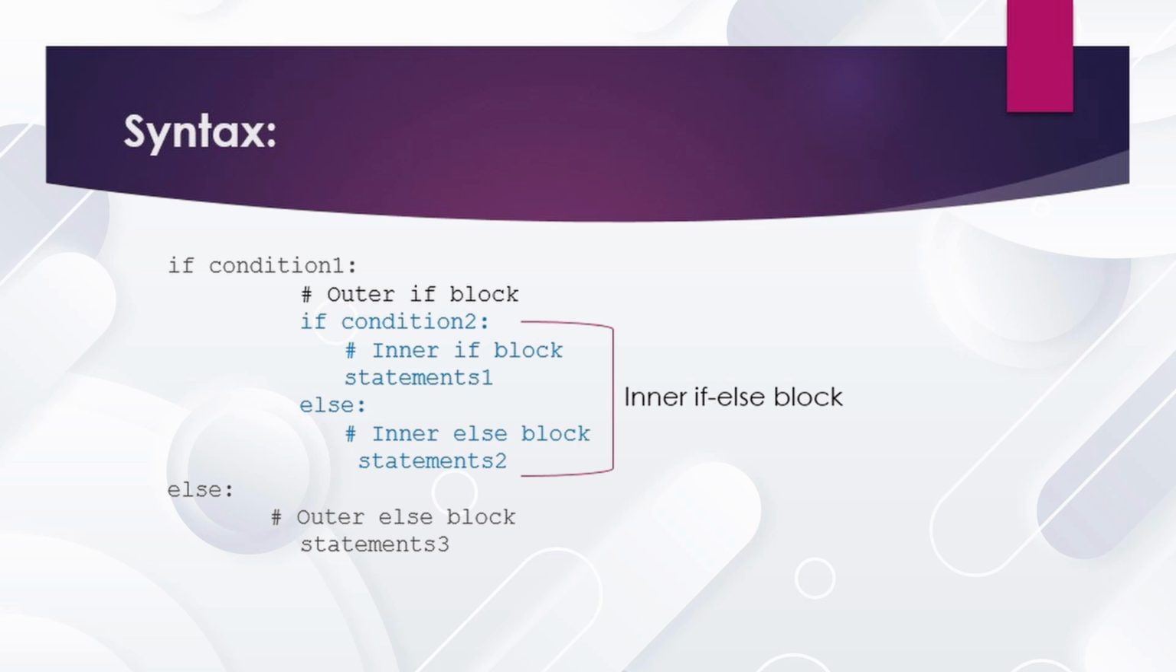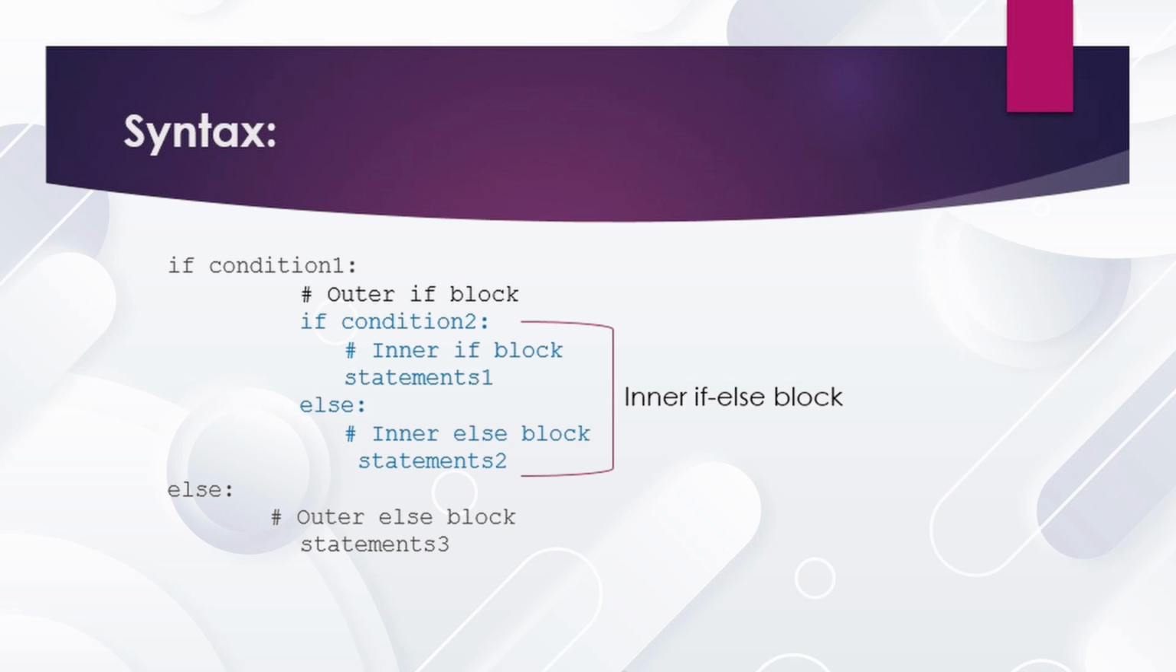Let us understand the syntax. The nested if-else structure allows a program to make multiple levels of decisions where one condition depends on the outcome of another. The program first evaluates condition 1. If condition 1 is true, it enters the outer if block. Inside this block, there is another if-else structure, often referred to as the inner block.